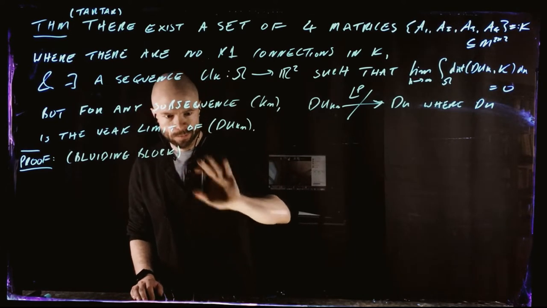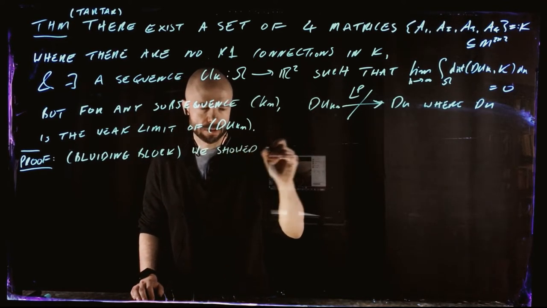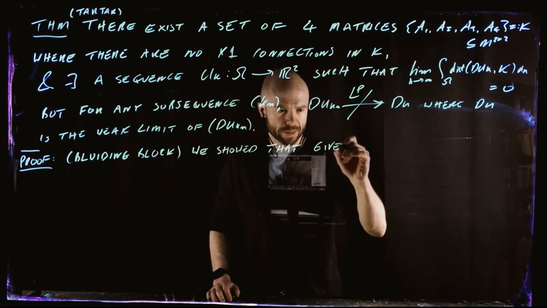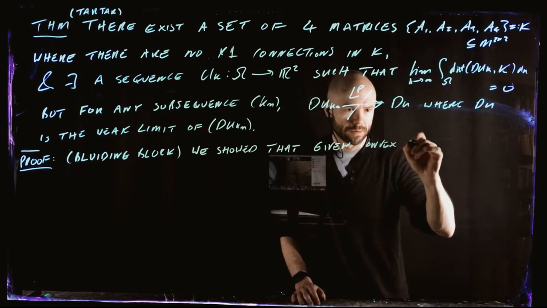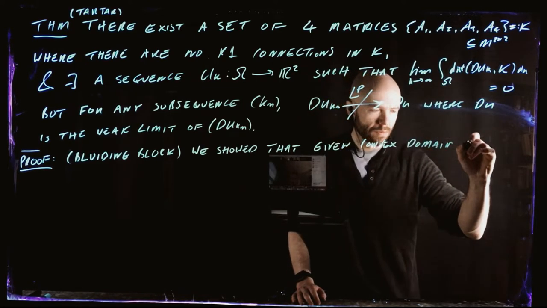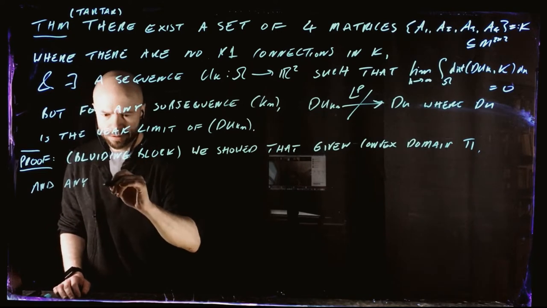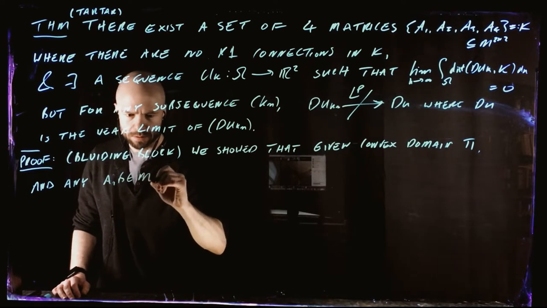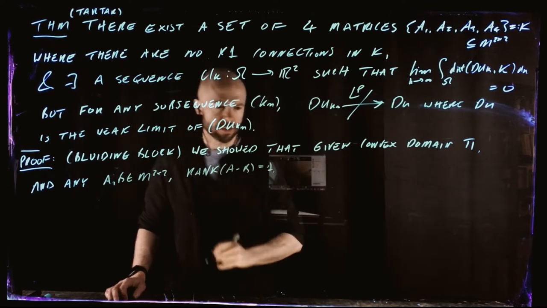we've showed that, given, well, I showed this for a rectangle, but by easy arguments, it'll work for any other convex domain. So given a convex domain Ω, and any matrices, any rank one connected matrices, or let's just write this, A and B belong to 2x2, rank of A minus B is equal to 1.